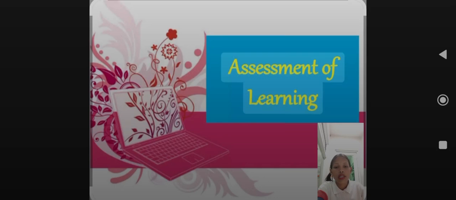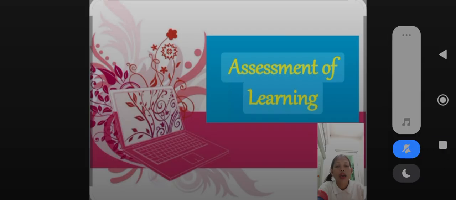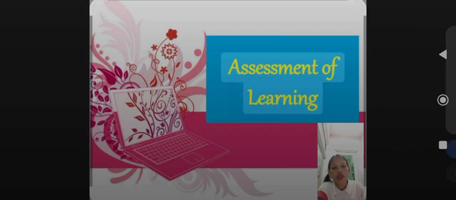About three types of major domains. So, first is the cognitive domains, second affective domains, and third is the psychomotor domains. So, let's start. First is the cognitive domain.